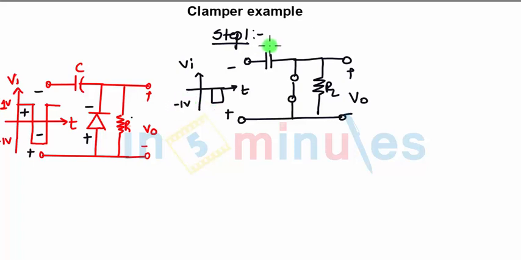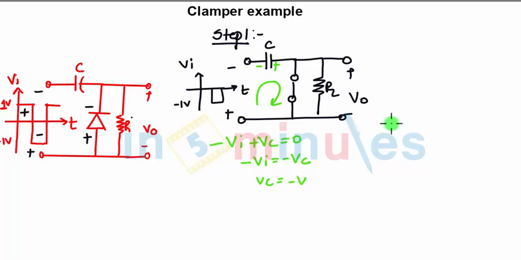Now we need to find the charge on the capacitor. Since the capacitor is charging in the negative half cycle, again the charge will be negative positive. Now when you apply KVL in this loop, it will be -VI plus VC equals 0. Now minus VI will be minus VC. So in this case, your charge on the capacitor will be minus V, right?